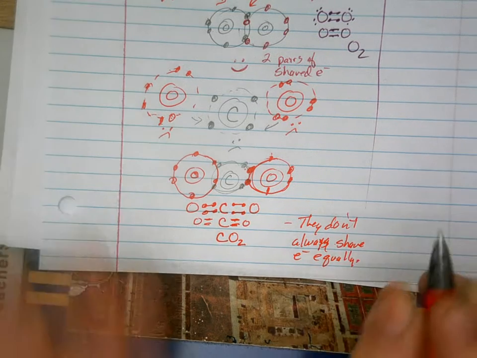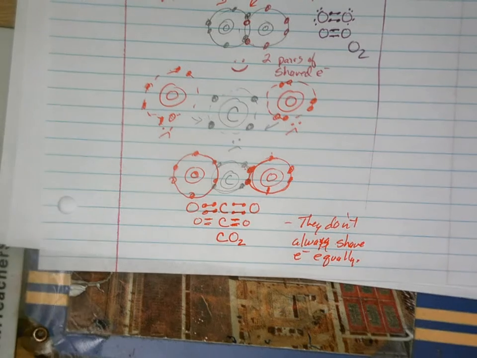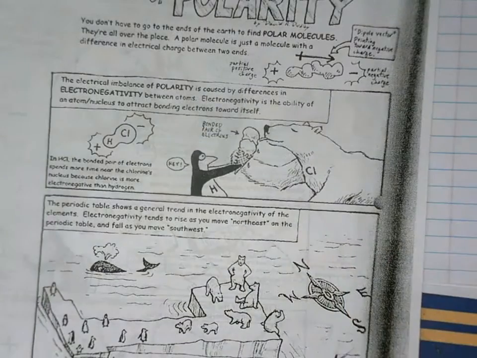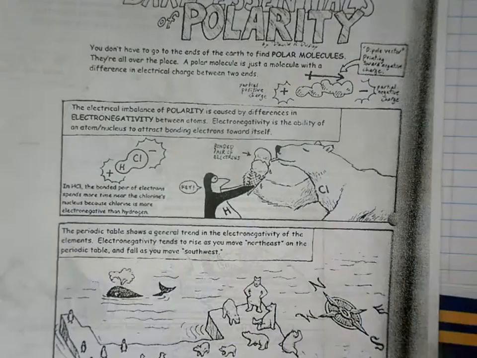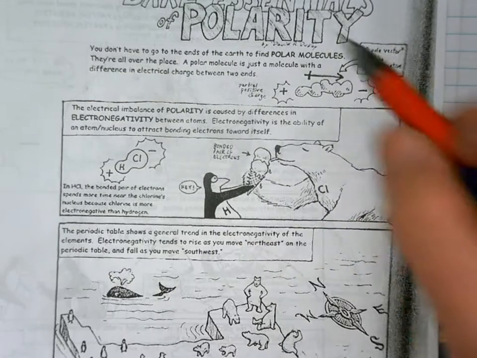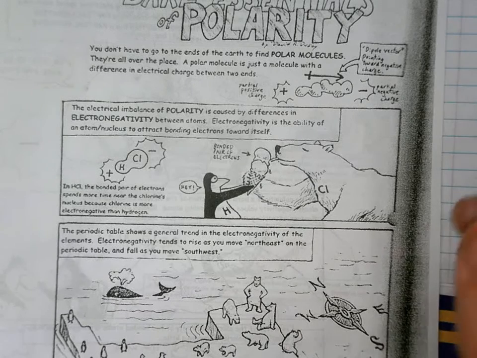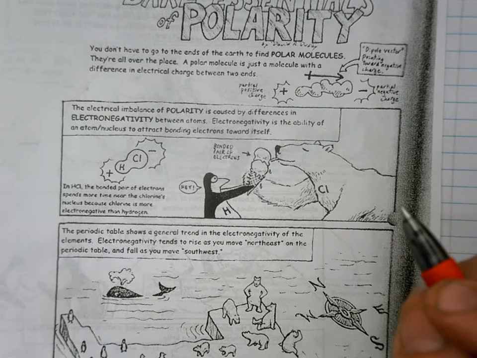And so you're going to have a reading passage now, and what we're going to talk about is I want you to imagine that you've got a polar bear and a penguin, and they're trying to share something. In this analogy, we've got a polar bear and a penguin, and they're sharing an ice cream cone. Now they are sharing, but which one of those do you think is going to get more of that ice cream cone?